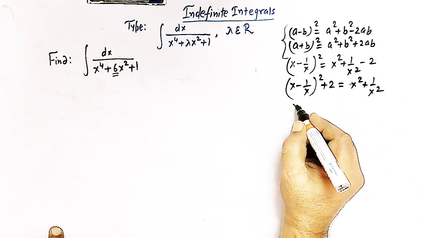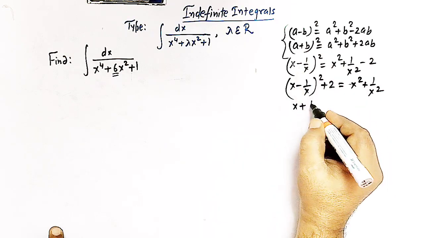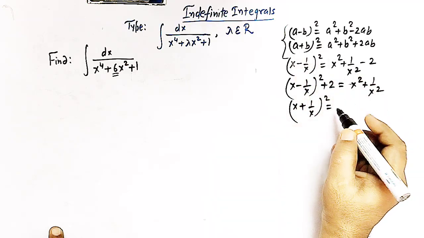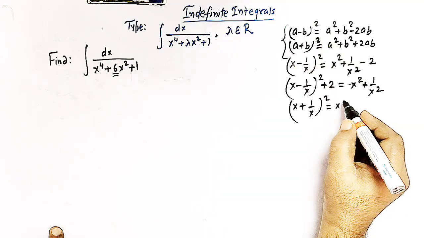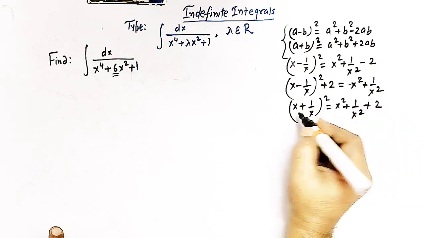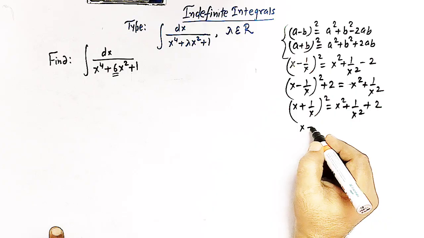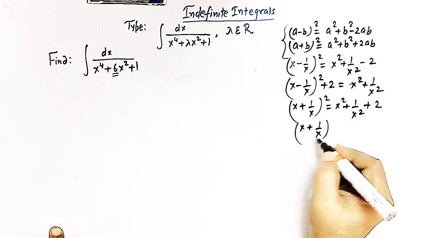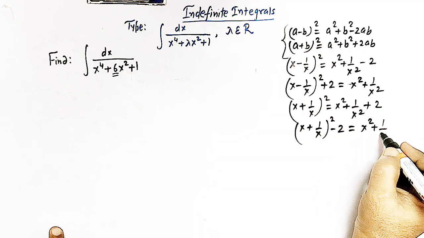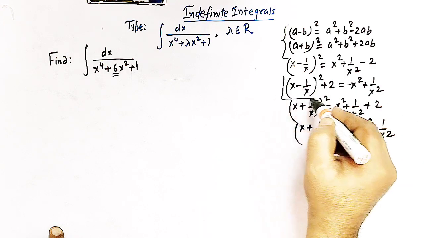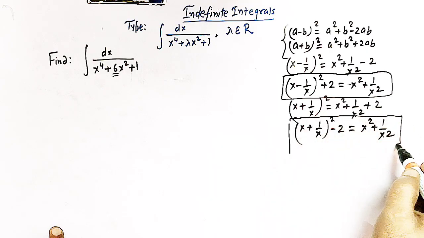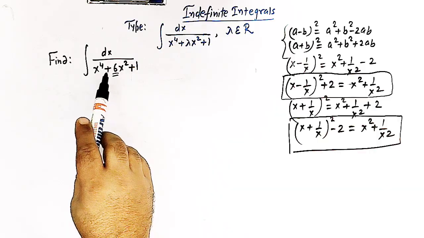And similarly, if we consider x plus 1 over x whole square, then applying this identity, a plus b whole square, we'll get x square plus 1 over x square plus 2, and taking this 2 to the left hand side, we can write x plus 1 over x whole square minus 2 is equal to x square plus 1 over x square, right? So these two important expressions we are going to use while integrating this function.